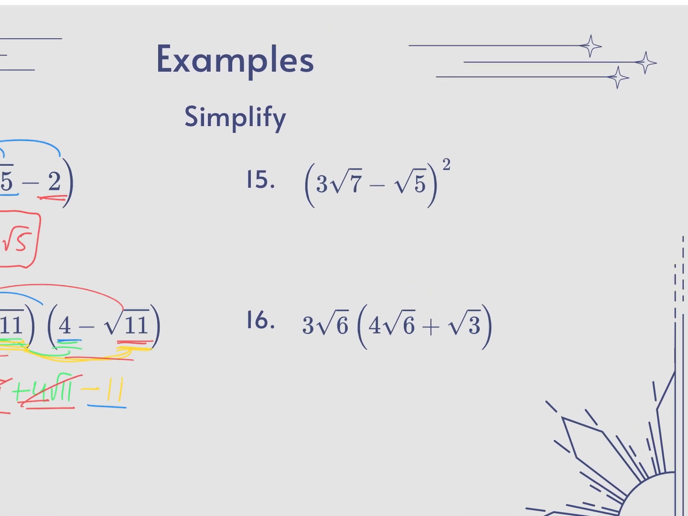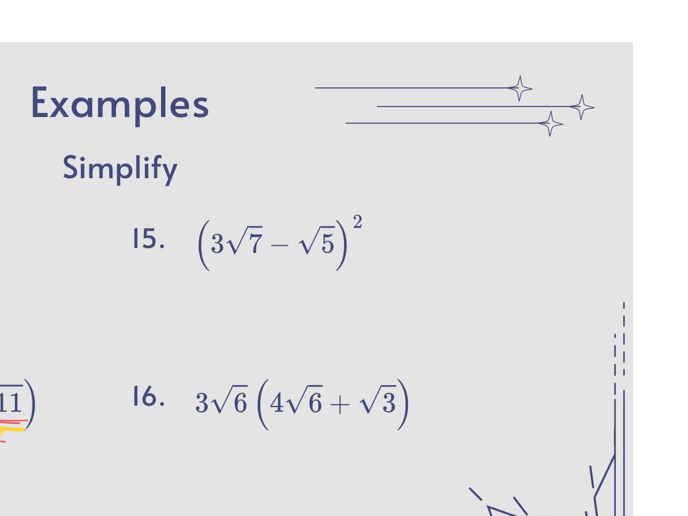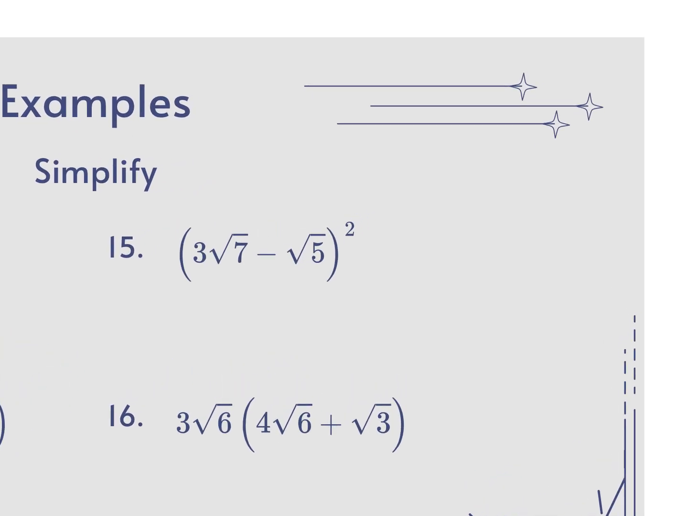All right, that's different from this one, because if you remember, the square of a binomial, you're going to have to actually write it twice and FOIL it. So it's going to be 3 square root of 7 minus 5 times 3 square root of 7 minus 5. And you can do the same thing. First times first, it's going to be 3 times 3, which is 9, and square root of 7 and square root of 7, which is just 7.